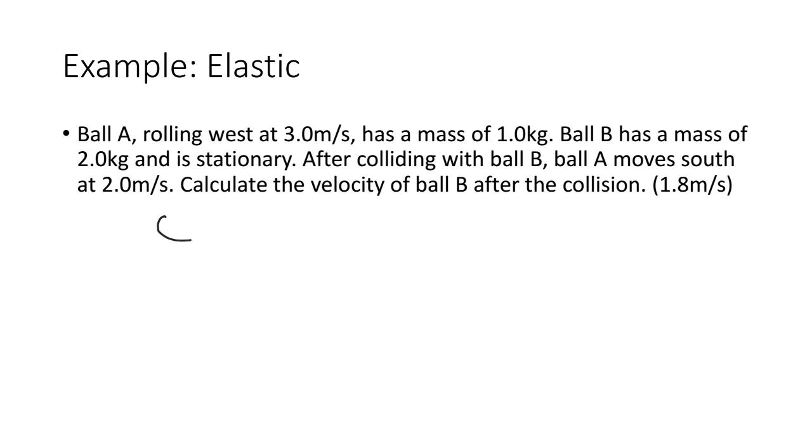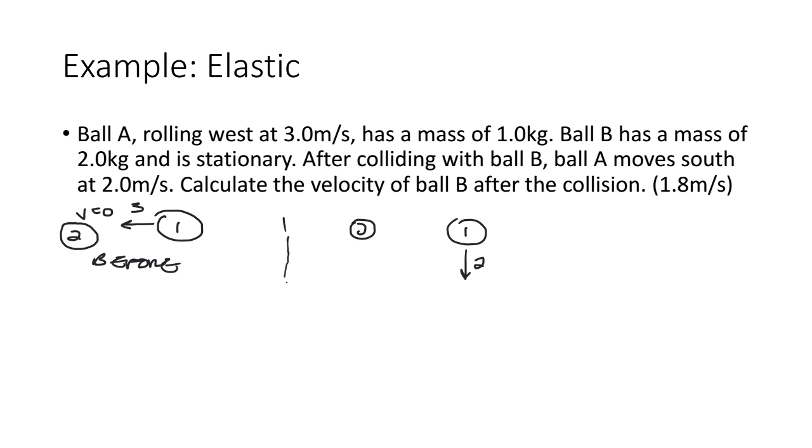We start off with ball A rolling west at a velocity of 3 and a mass of 1. Ball B has a mass of 2 and is stationary. This is our before. So it says afterwards, ball A is moving south at a rate of 2, and ball B has an unknown velocity.